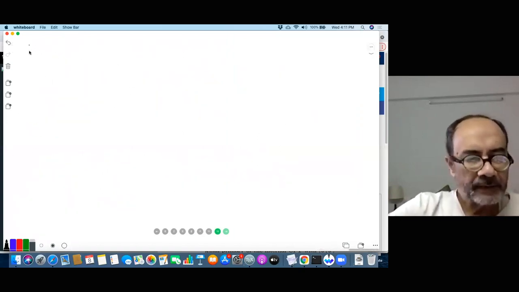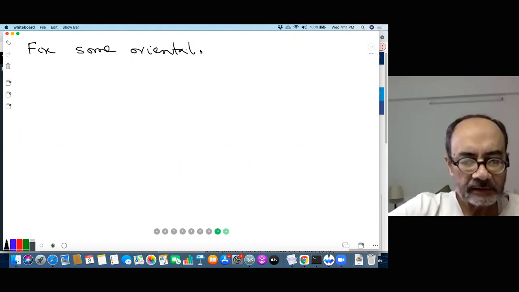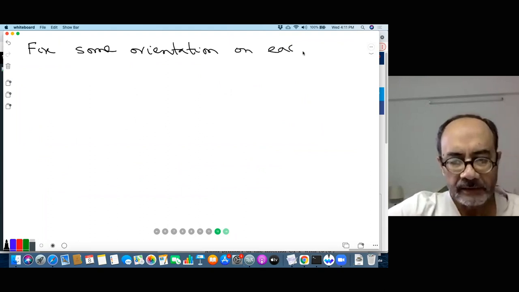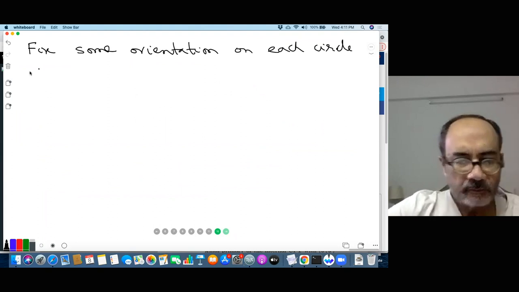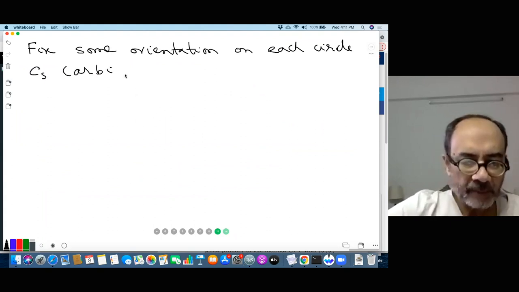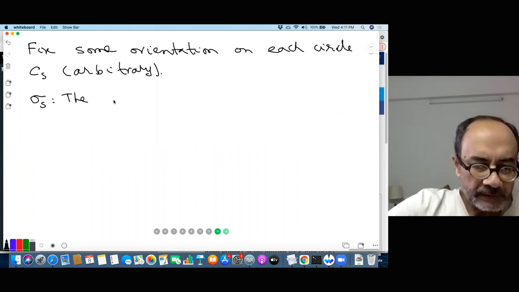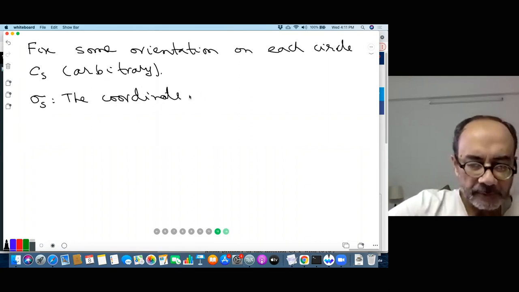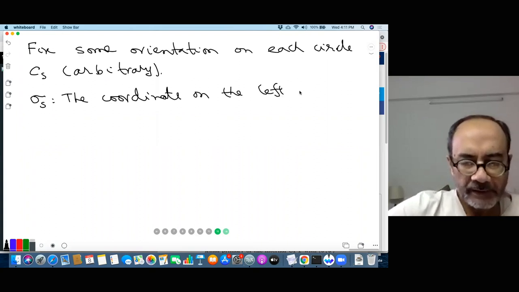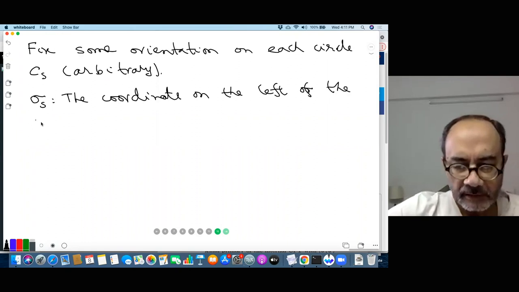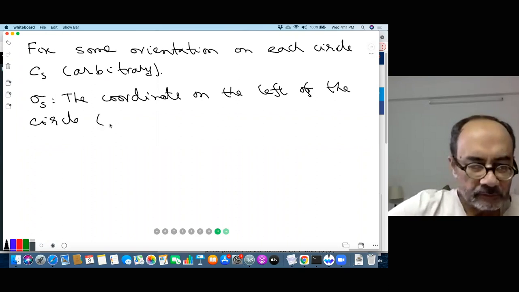Now let's fix some orientation on each circle. This is arbitrary. Once you have fixed the orientation, we call sigma s the coordinate on the left of the circle. Let me go back a little bit.